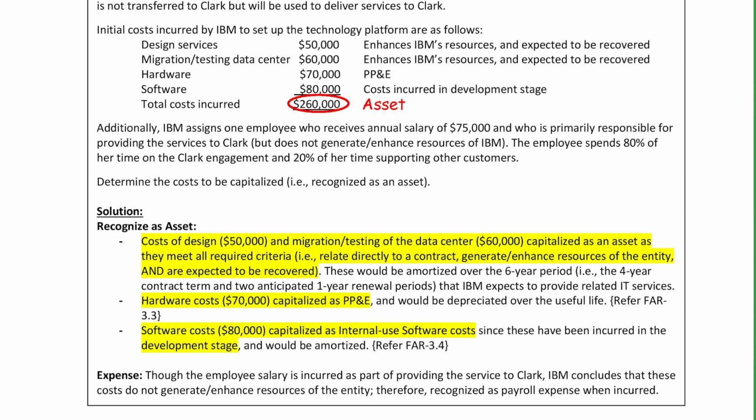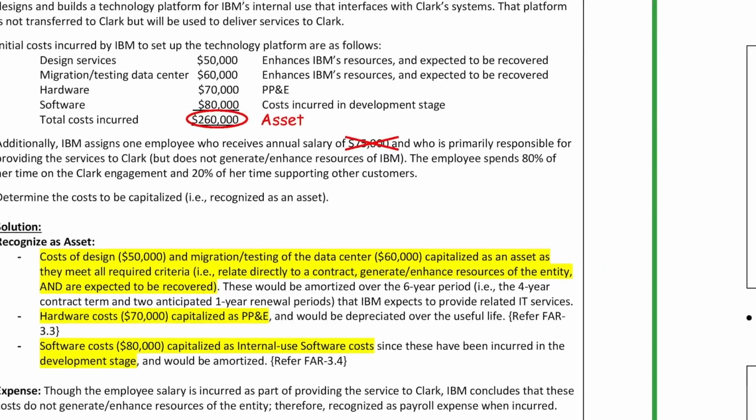However, when we talk about the employee salary, though that salary was incurred as part of providing the service to the client, IFRS concludes that these costs do not generate or enhance the resources of the entity. Therefore, the salary is recognized as payroll expense when incurred. So I want you to cross out the $75,000, which is not capitalized but expensed during the year.